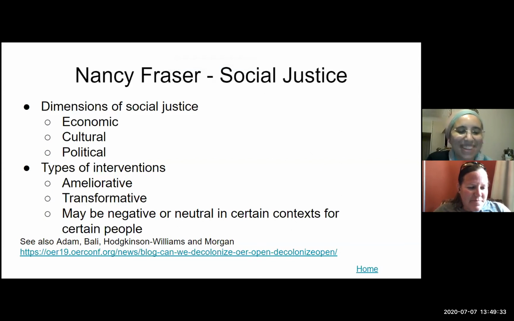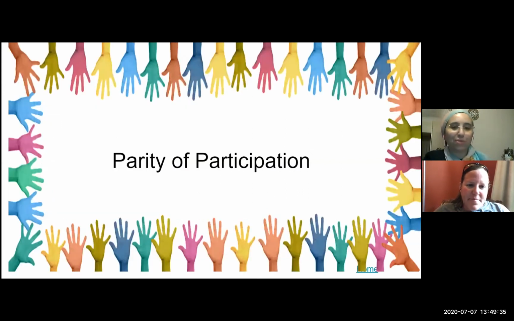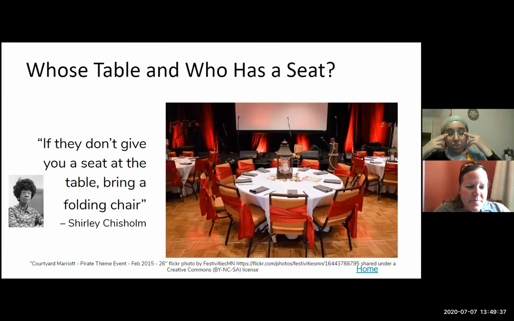That's awesome. And parity of participation, my favorite term. And so Shirley Chisholm, who I don't know if people know her, was maybe the first African American woman to run for president, I think. Anyway, she said, if they don't give you a seat at the table, bring a folding chair. She was awesome, and that quote is awesome, but I'm looking at this table, and I'm asking you, would you bring a folding chair to that table? How would that feel?